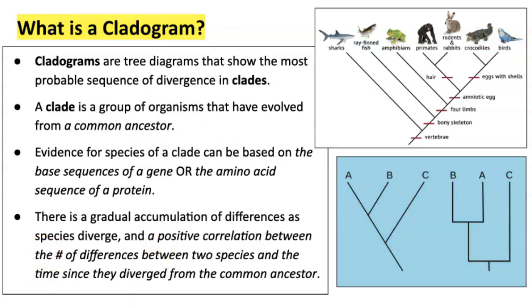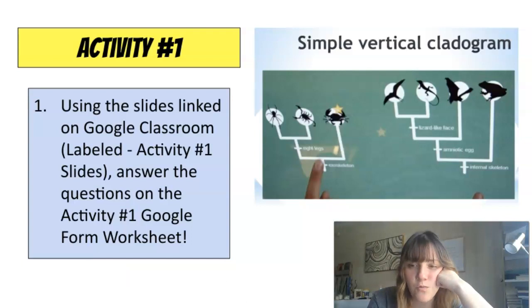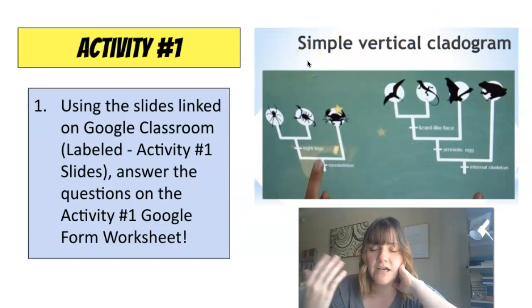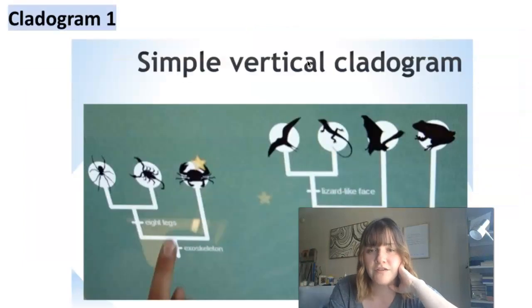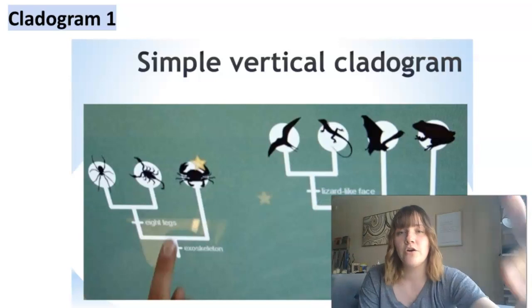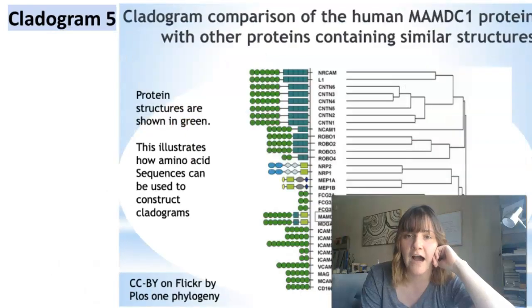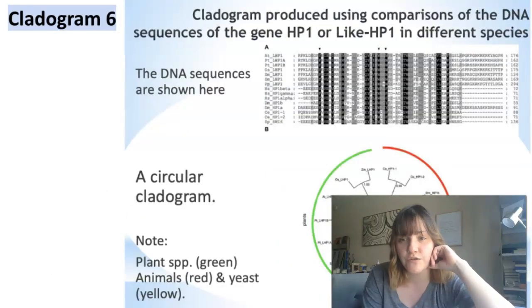All right. So that is your one slide of notes today, and I'm going to pop through and explain the activities before I go. Activity 1 should be pretty simple and pretty quick. You're going to use the slides that I've linked on Google Classroom, labeled activity number 1 slides, and answer the questions on the Google Form worksheet. You're basically going to look at a bunch of different cladograms and answer some questions about them. Here is what the slides look like, just so you know. So you have cladogram 1 and questions on it, cladogram 2 and questions on it, 3, 4, 5, and 6. You're just going to look at those slides and answer the questions about each individual cladogram.